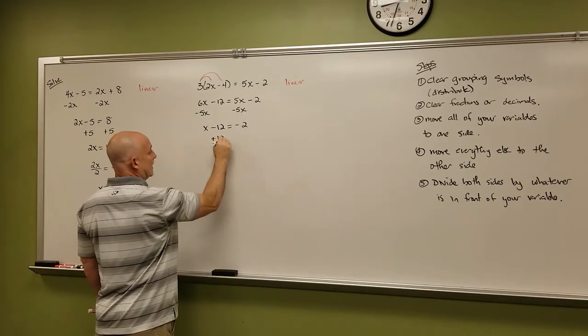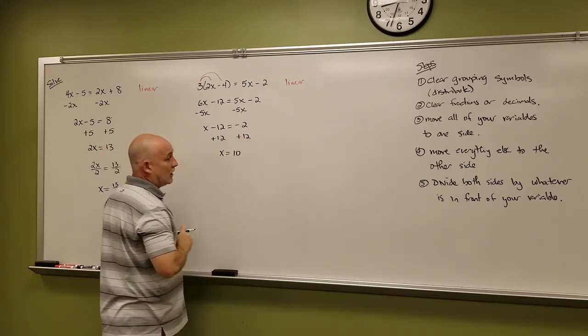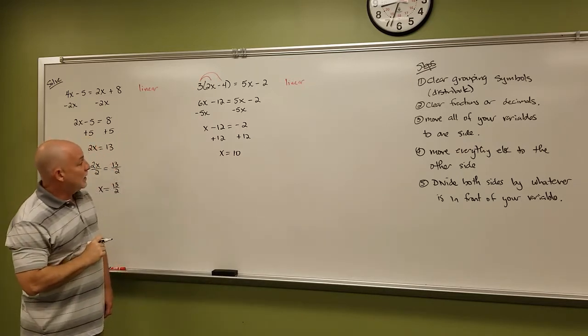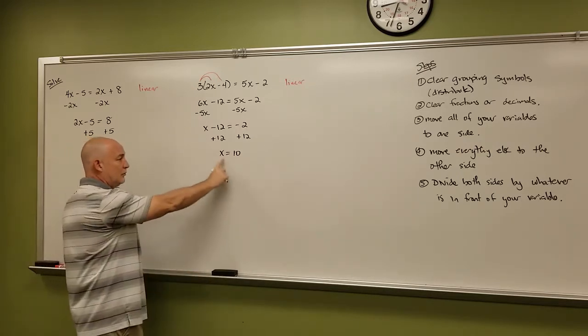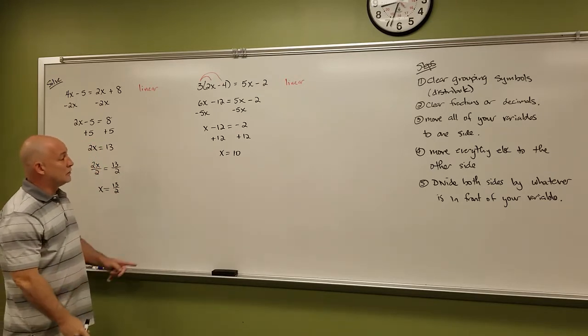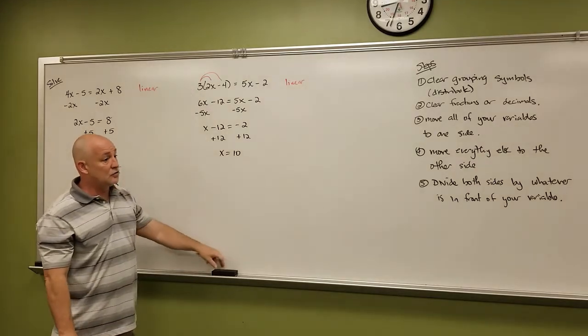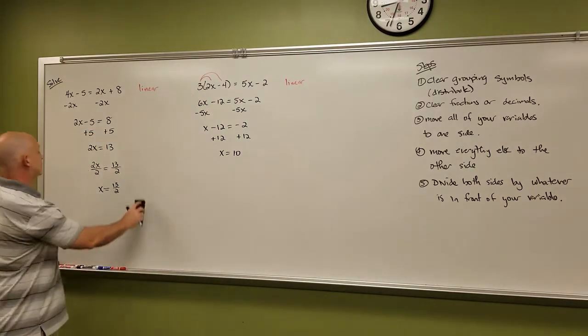So I need to add 12 to both sides. So we get x is equal to 10. Last step says divide both sides by whatever's in front of your variable. Since there's a 1 there, we're already done. Now remember, if you wanted to check this, all you'd have to do is plug it back into the original equation and see if it gives you a true statement.